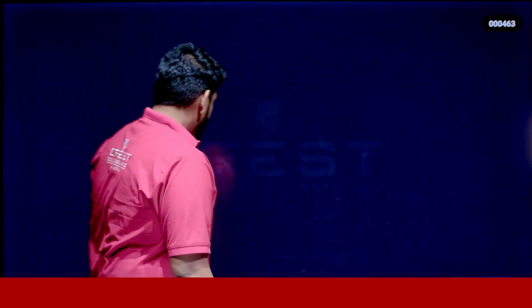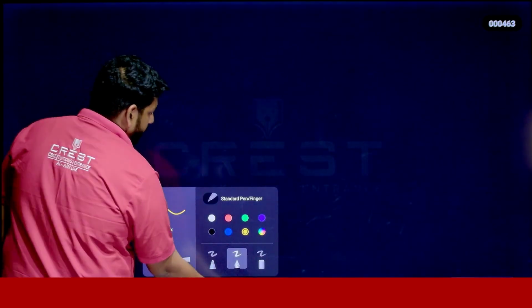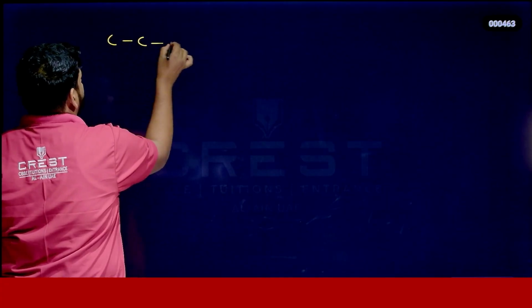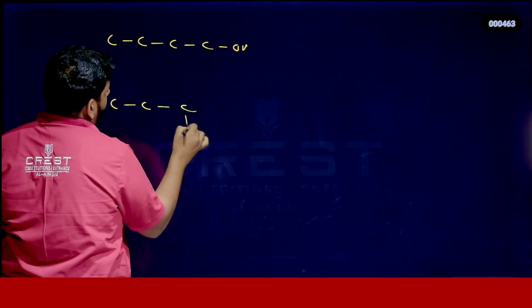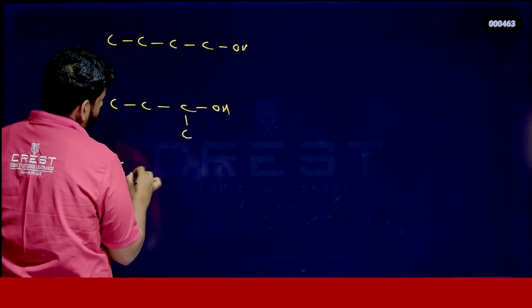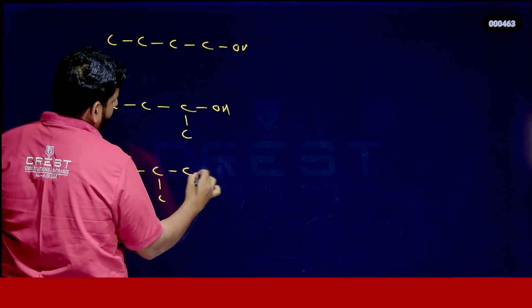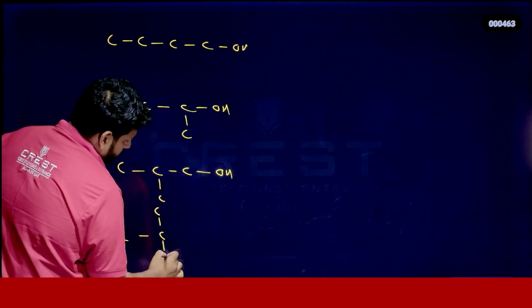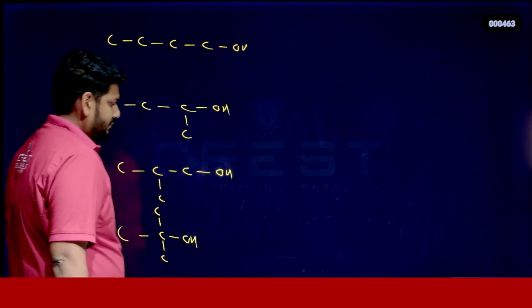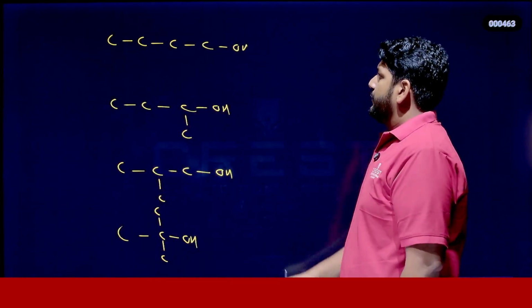Look here, we can take another one. Four carbons with OH, four different structures. Tell me the common name and the IUPAC name. It's very simple. Look here.